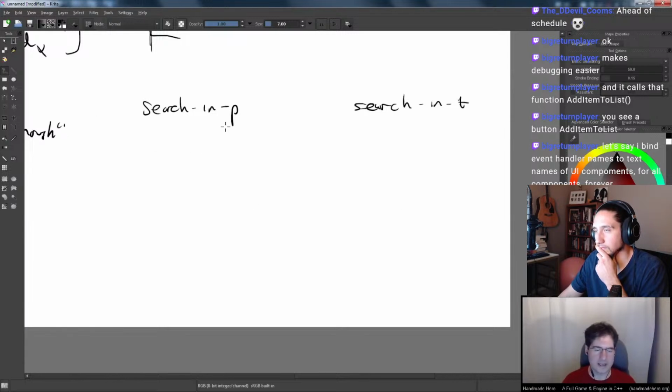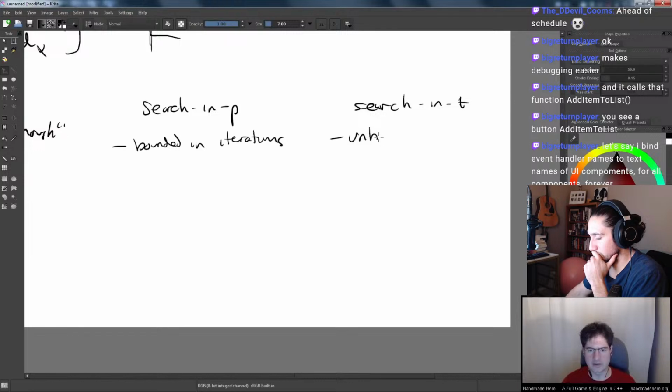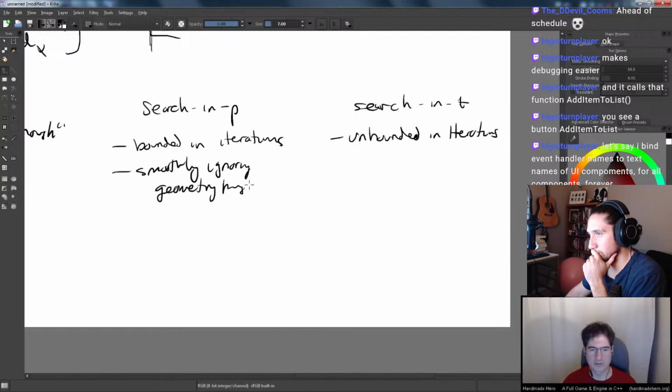Right? So search in P has some nice properties. Search in P is bounded in iterations, whereas search in T is unbounded in iterations to produce the correct answer. Search in P allows sort of smoothly ignoring geometry bugs, whereas this gets stuck. So these are pluses for search in P and minuses for this.